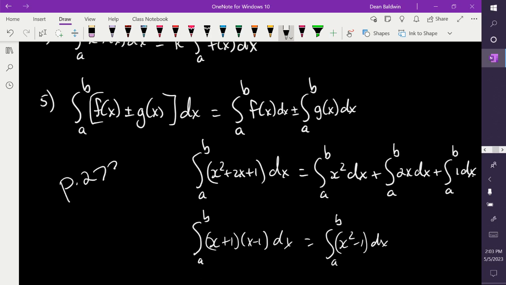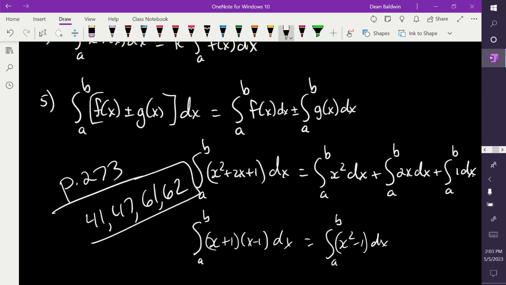Page 273. These are all just doing properties. I think I already gave you these. Did I give you these questions yesterday? 13 to 27 odd. Did I give you those ones yesterday? 13 to 31. Okay, so then we're going to do 41, 47, 61, and 62. Please. And that's it for today.